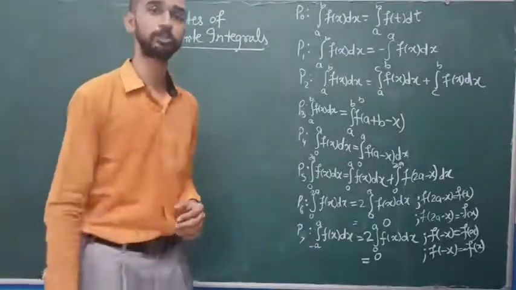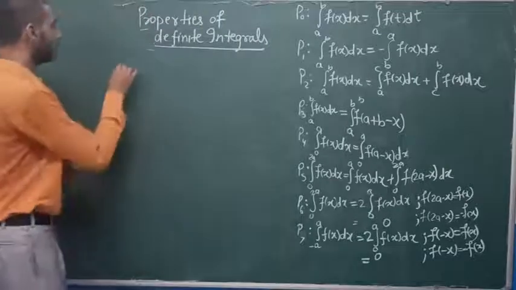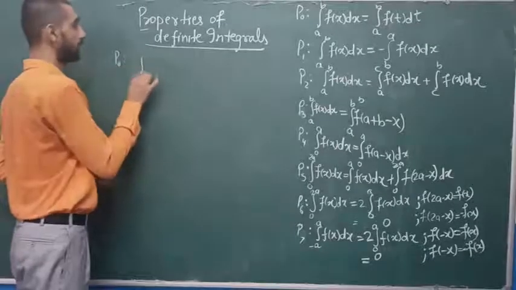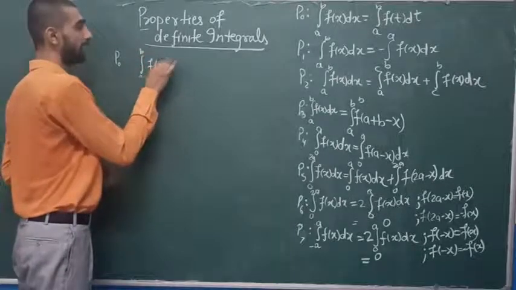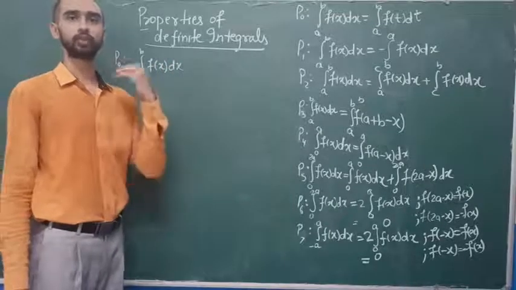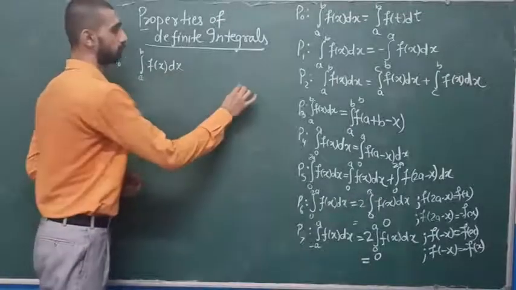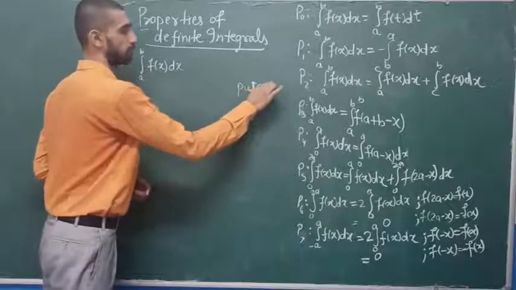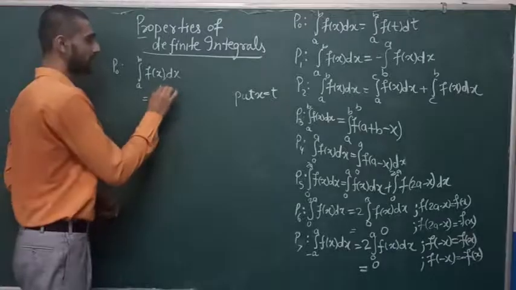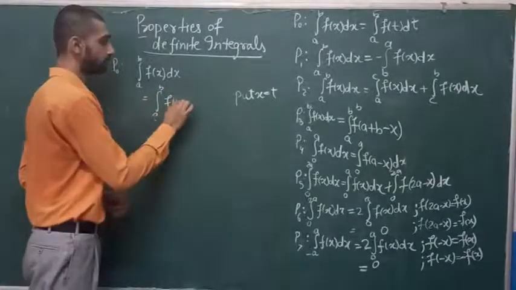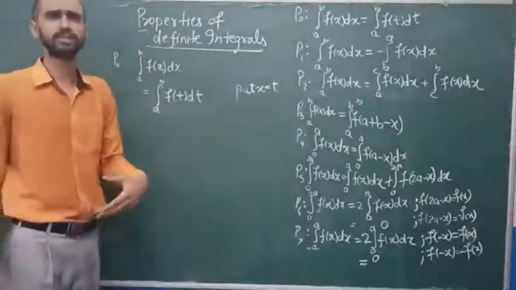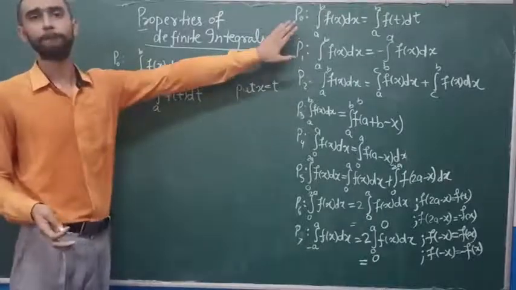Now let's prove these properties one by one. I am starting with P0. On the left hand side I have integral A to B fx dx. Now I can put the value of x equals t. So it will become A to B, limits will be the same, and f(t) dt. So the proof of P0 is very easy and obvious, that's why it is called P0.